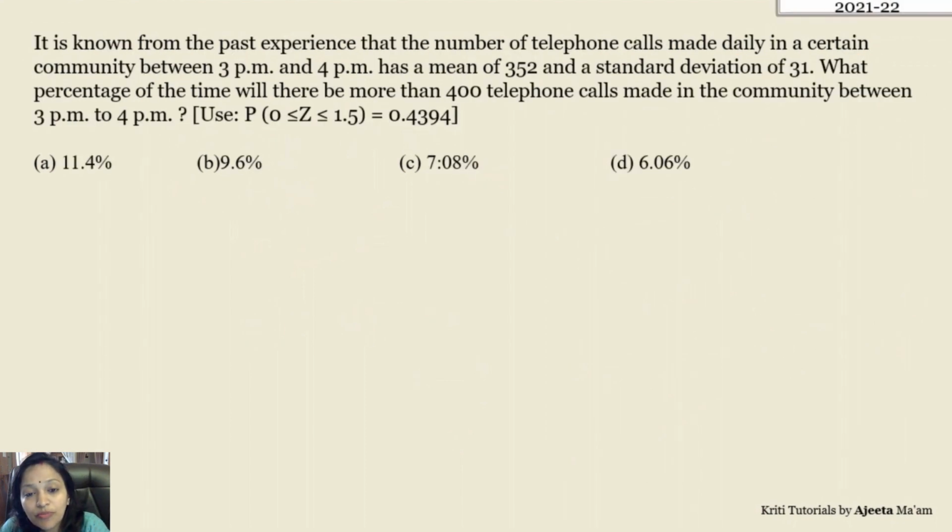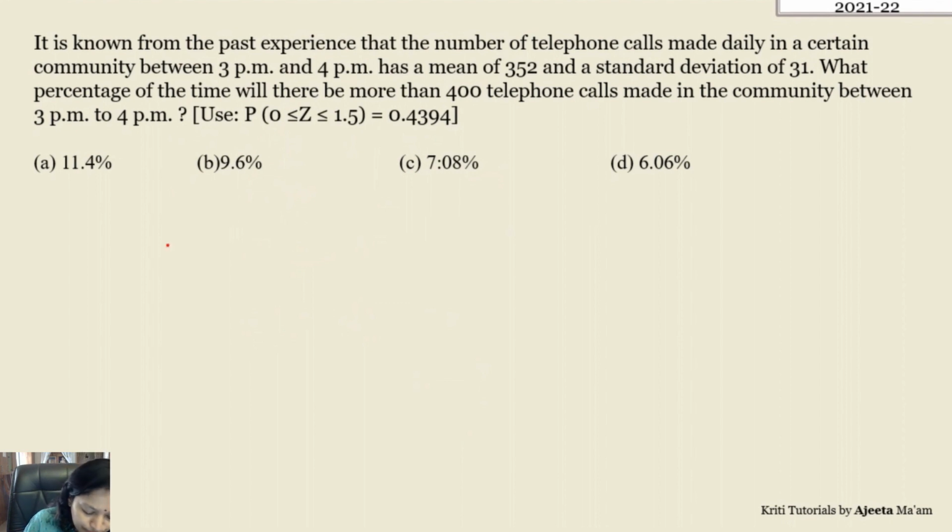It is known from past experience that the number of telephone calls made daily in a certain community between 3 to 4 p.m. has a given mean and standard deviation. What percentage of time will more than 400 telephone calls be made in the community between 3 p.m. to 4 p.m.? The values given are a very important thing here. The mean is given and the standard deviation is given, so it is a case of normal distribution, even though it is not written.